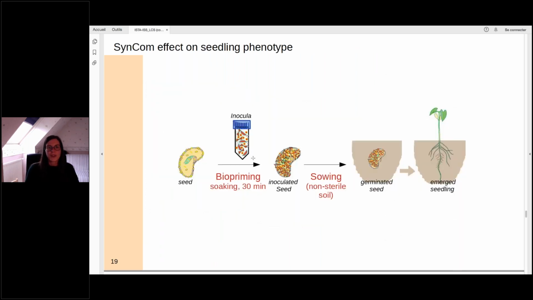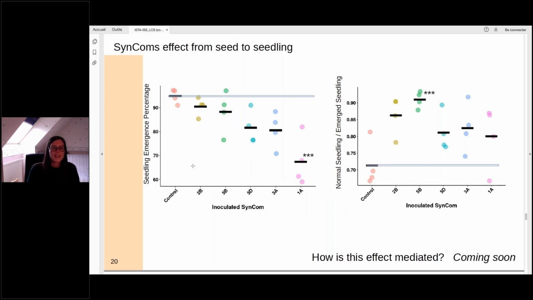Now we want to look at the effects on the phenotype of the inoculation of some synthetic communities. So here is the emergence percentage of our seedlings, either the control condition or for inoculated seeds with different synthetic communities. You can see that for all synthetic communities, it seems to decrease the emergence percentage of the seedlings, which is not what we expected.